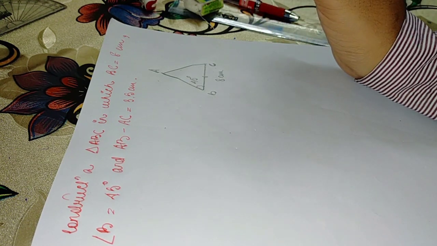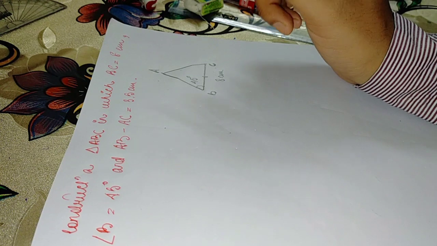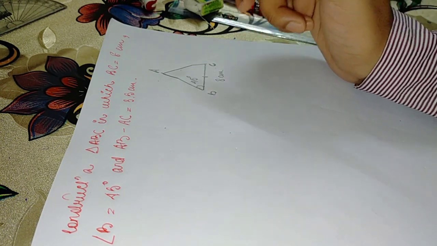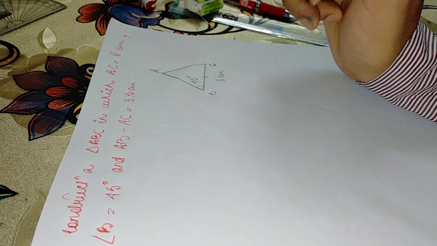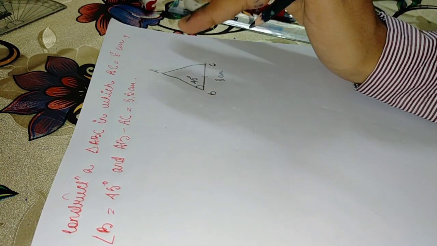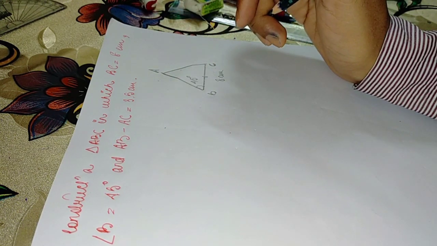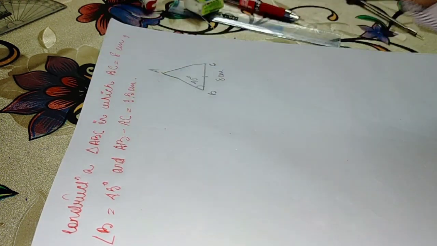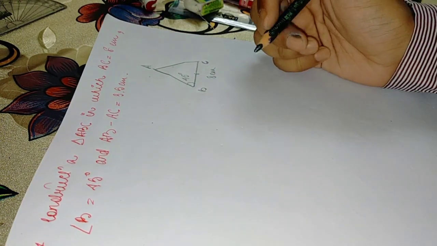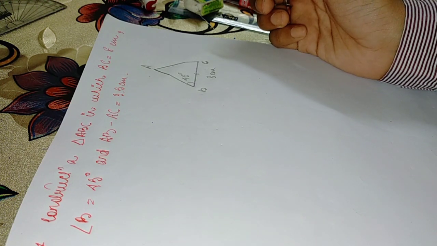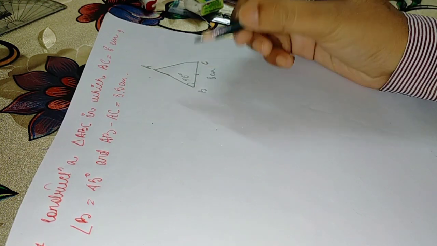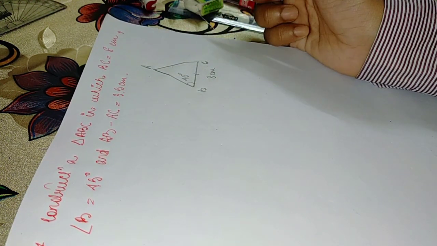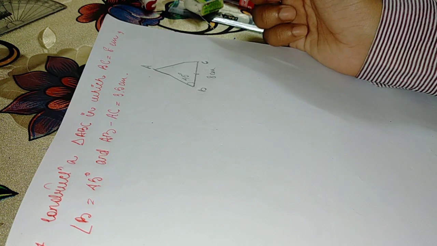So if anyone has not seen the first video, your first and foremost thing is to see the first video, try to understand it, and then try to see this one. Then this particular part will not become a very difficult task for you. It is very much easy, trust me. It is the easiest part of this year's syllabus, construction. Okay, so angle B is equal to 45 degree and AB minus AC is equal to 3.5 centimeter.